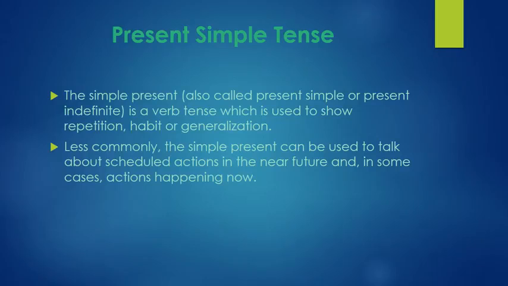Present simple tense. Let's focus on the present simple tense. The simple present, also called present simple or present indefinite, is a verb tense which is used to show repetition, habit, or generalization. Less commonly, the simple present can be used to talk about scheduled actions in the near future and in some cases actions happening now.